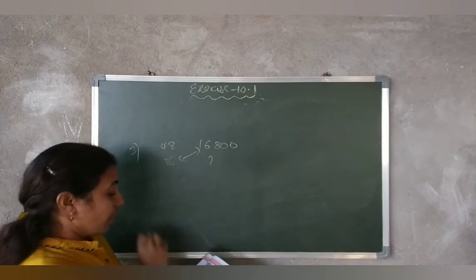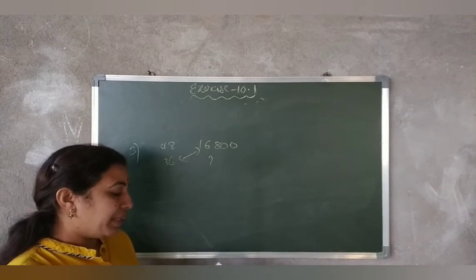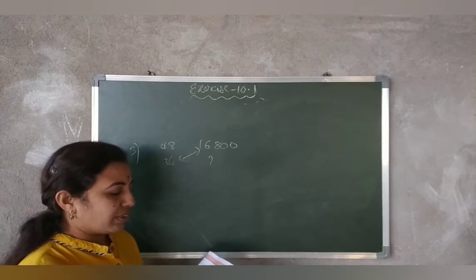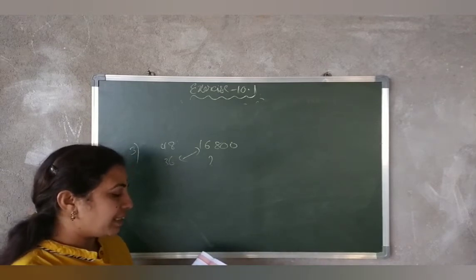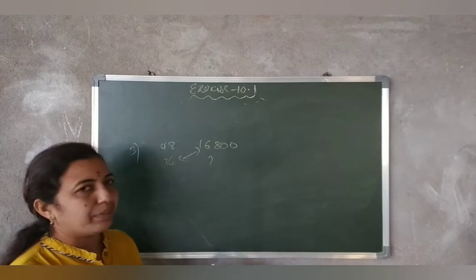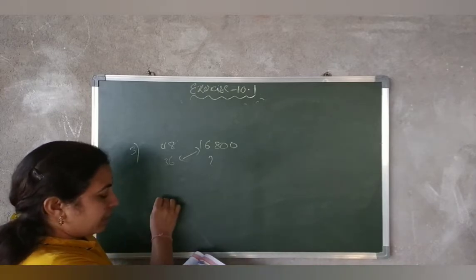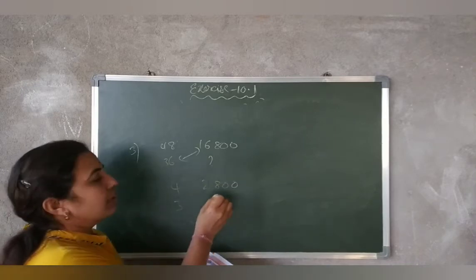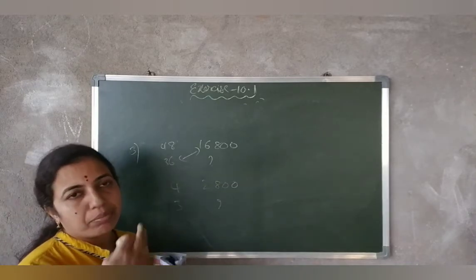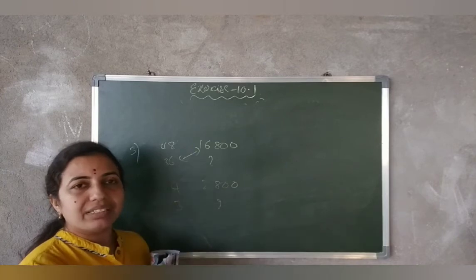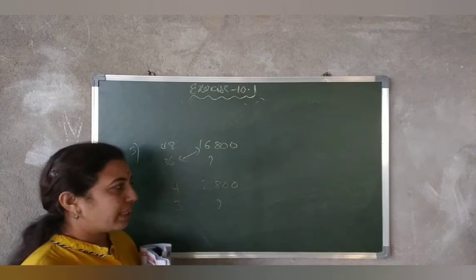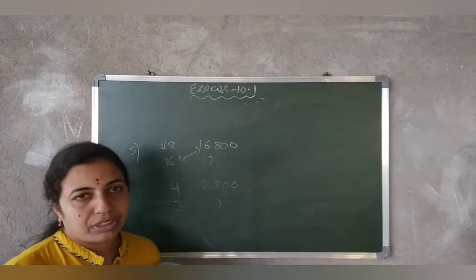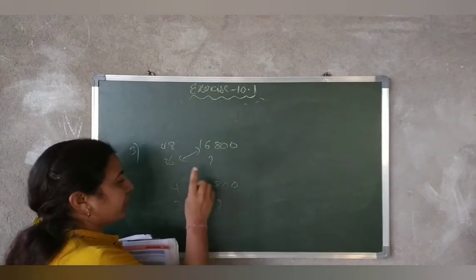Fourth problem. The monthly average expenditure of a family with 4 members is 2,800. Find the monthly average expenditure of a family with only 3 members. For 4 members it is 2,800, for 3 members, how much? If the members decrease, the cost will also decrease. So they are in direct proportion. So go for cross multiplication and division.